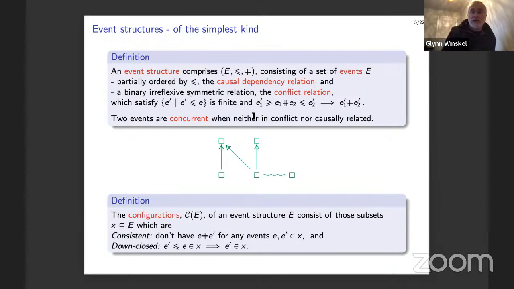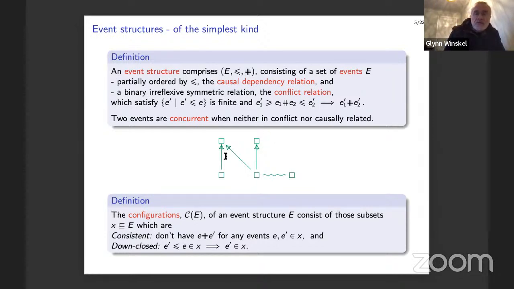And we'll have a couple of axioms. The first one will say that an event only depends on finitely many events. And moreover, that conflict is inherited upwards with respect to causal dependency. Now, in this model, you can see when events are causally independent or concurrent, namely when they're neither in conflict nor causally related. So here's a little picture.